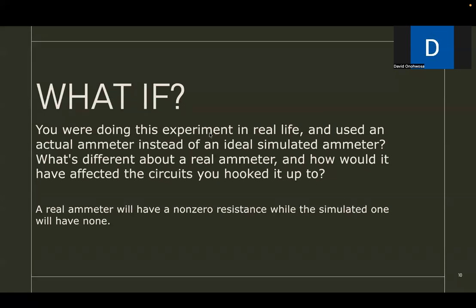What if we were doing this experiment in real life and used an actual ammeter instead of a simulated one? The difference in real life compared to the simulation is that a real ammeter will have a non-zero resistance that is not accounted for in the simulation.